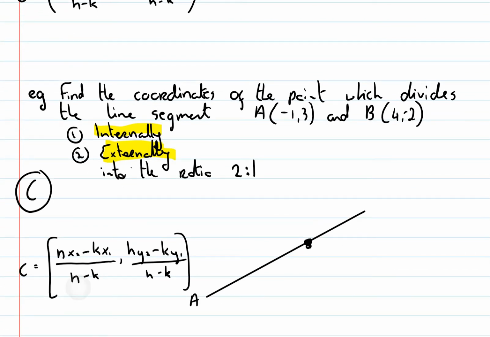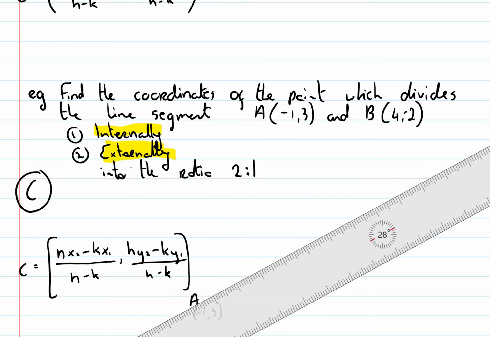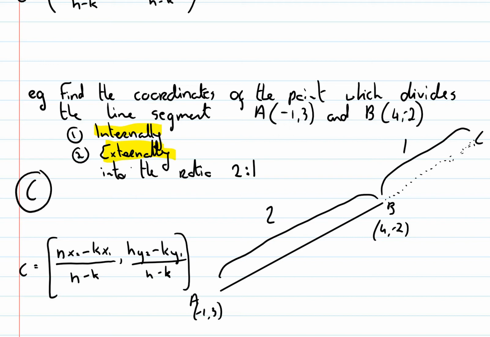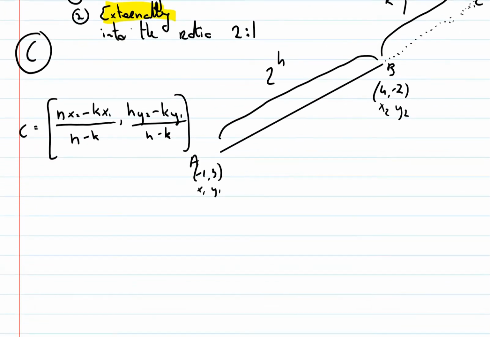Okay, so we have our (-1, 3), my line B then is (4, -2), and we are looking for a point out here. So next to our point C, that will ensure that this here is twice as big as this, that it's in the ratio 2:1. Right, so now I already have my h, it's there, I already have my k, I have my x1, I have my y1, I have my x2, I have my y2. That's why I should always sketch it out.